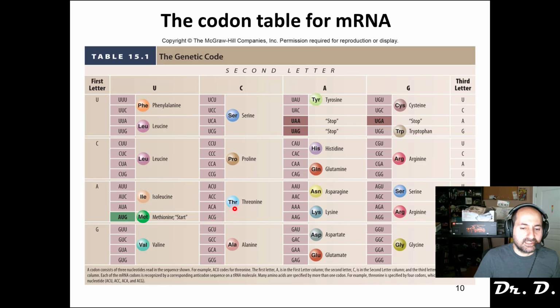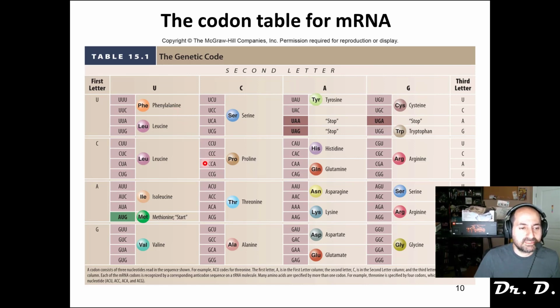ACG codes for threonine. GGC codes for glycine. Remember, there's 20 different amino acids, but there's actually 64 of these codons. If you counted, look, UUU, UUC, UUA, UUG, that's 4 codons. But how many codons are in this whole codon table, which is every possible 3-letter word? 64. So there are 64 codons, but how many different amino acids? 20.